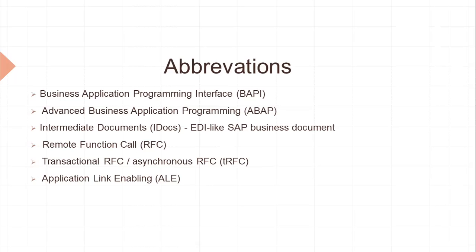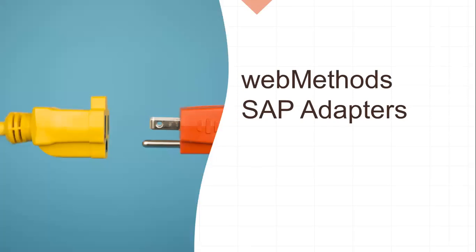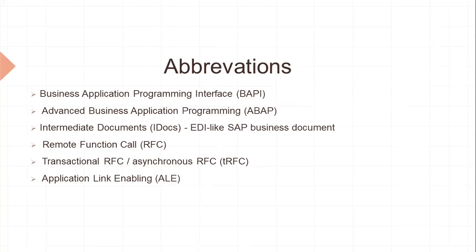In the previous slide, we talked about RFCs. RFC is remote function calls. It's like when you want to invoke some functions at the SAP end. In those cases, we use these RFCs, and there are two types of RFCs. One is transactional RFC, which is called TRFC. Another is asynchronous RFC. And there is Application Link Enabling, ALE, which we can see in the classes coming up.